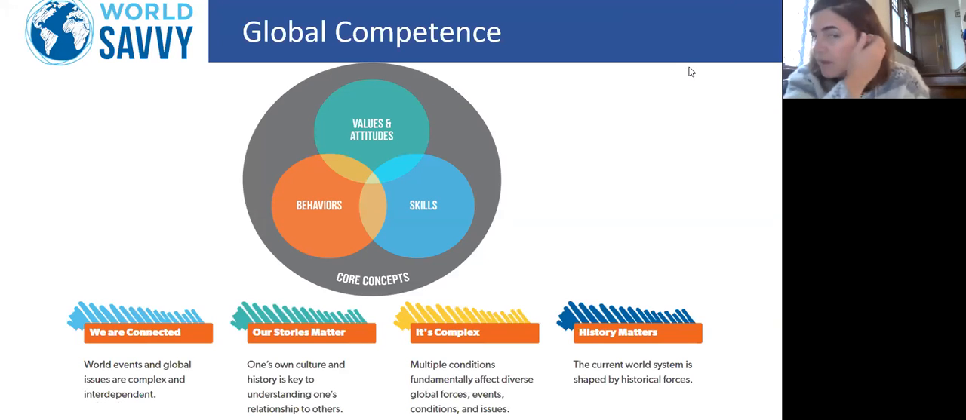The third is around multiple conditions fundamentally affecting diverse global forces, events, conditions, and issues. So this idea that it's very infrequent that a single thing has a cause and effect that's linear. We talk a lot with our students and teachers about global causes and global consequences. So we saw a picture of Colorado.